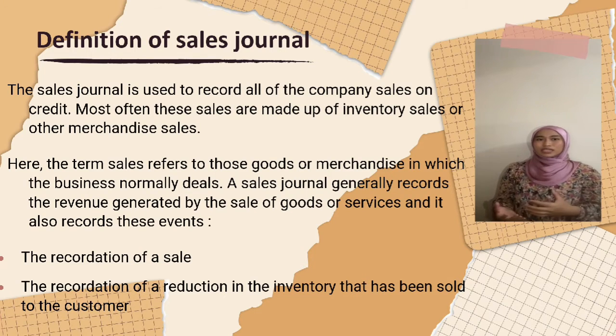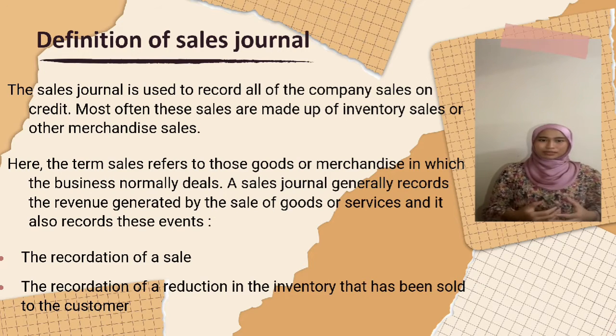Firstly, what is sales journal? The sales journal is used to record all of the company's sales on credit. Most often, these sales are made up of inventory sales or other merchandise sales. Here, the term sales refers to those goods or merchandise in which the business normally deals. A sales journal generally records the revenue generated by the sale of goods or services, and it also records two events: the recordation of a sale and the recordation of a reduction in the inventory that has been sold to the customer.